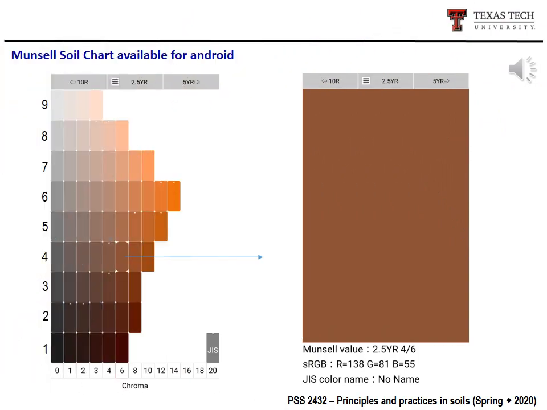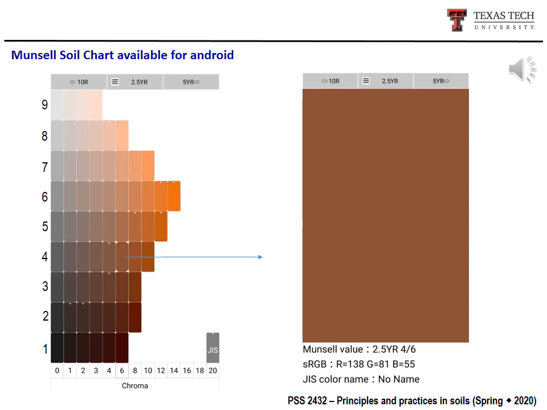And today, the Munsell soil chart is also available for smartphones, for Android smartphones for example. You can download it from the Play Store. And I think probably it's available for Apple too. You can download it and easily find different colors.